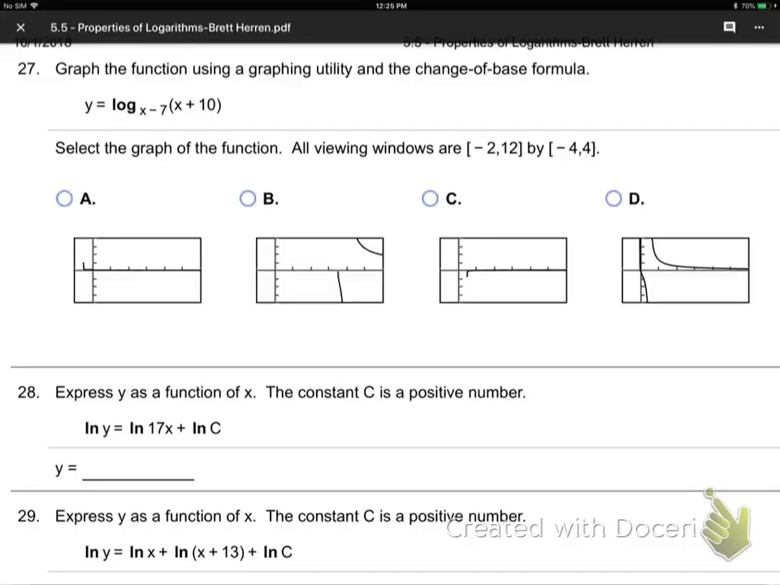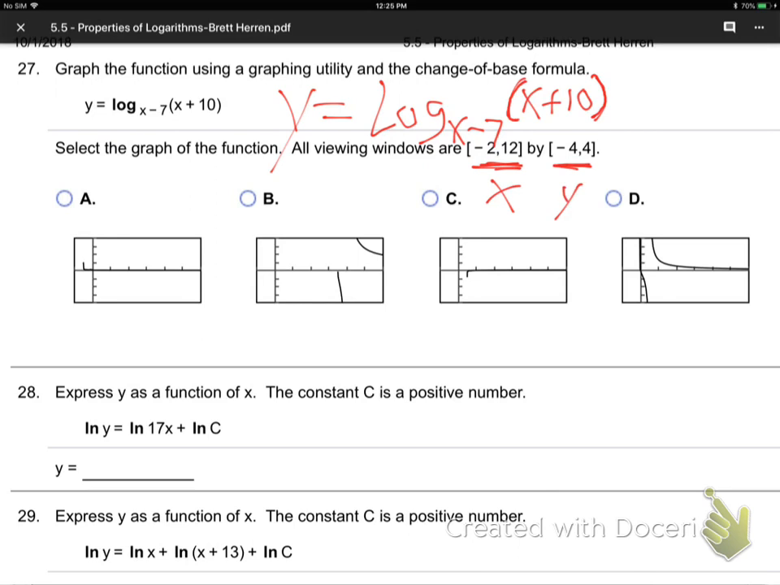All is well. I want you to graph this one on your graphing calculator. So y equals log base x minus 7 of x plus 10. So go ahead and put that into y1 in your graphing calculator. They're telling you the window. Here's the x window. Here's the y window. So put that into your calculator in y1 and graph it.